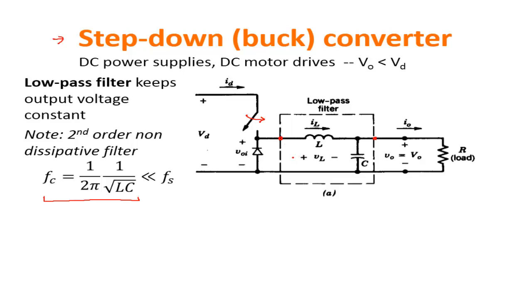So here you have a rectangular wave as before, and here you only have the DC component. The important part is that you have to be sure that the cutoff frequency of the filter is much smaller than the switching frequency. This is the switching frequency. So that you're actually able to cut off the switching frequency and all the harmonics, and you only keep the DC value.